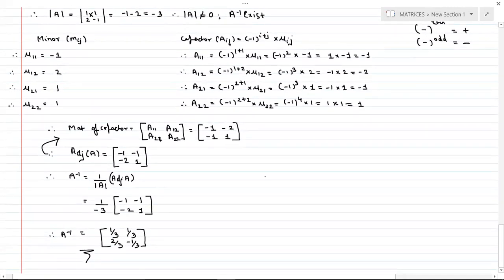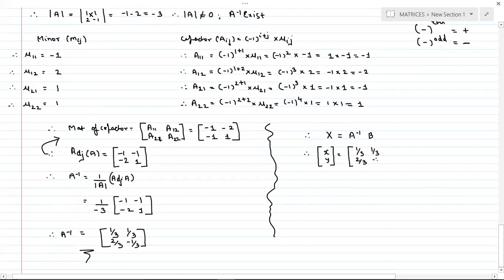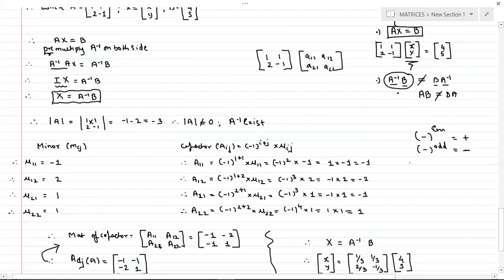Now the final step is what? Now we have to find the answer for x and y. The actual formula is X equals A inverse of B. So X, that is x and y, equals A inverse, which we just got: 1/3, 1/3, 2/3, -1/3, and B is 4 and 5. Yes or no? So here simply you have to substitute the values.